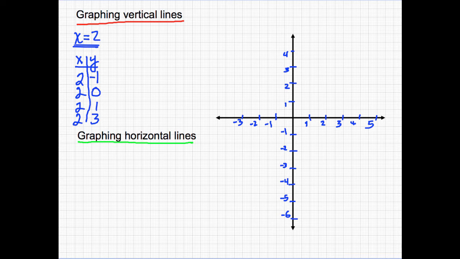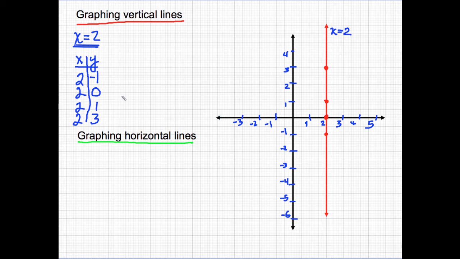Now let's go to the coordinate plane. We'll plot these points: (2, negative 1), (2, 0), (2, 1), and (2, 3). You can see that all of these points lie on a vertical line. So when we graph x equals 2, what we're going to do is graph that vertical line. So we'll just label it. This is the line x equals 2.